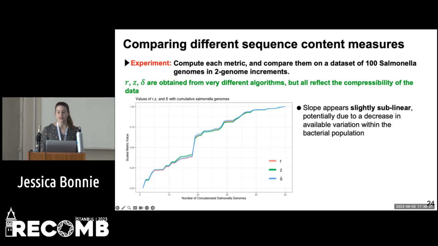Looking over this graph, we can see that certain genomes are contributing more to the increase of delta and the other metrics, leading to a sharp jump in the measure. In our delta explorations, we call this change the delta-delta.